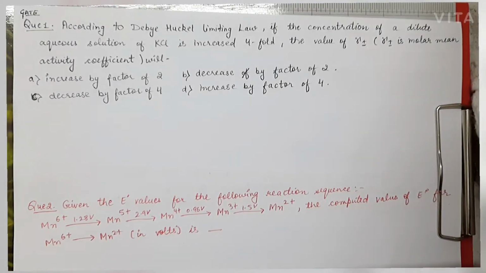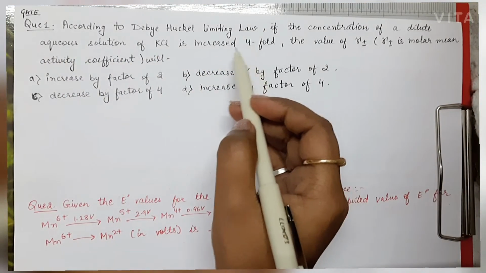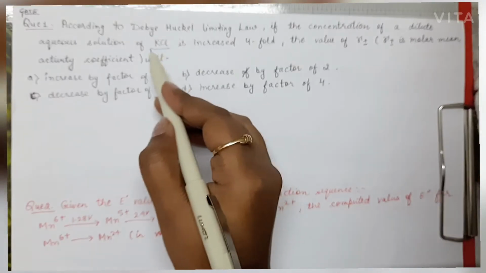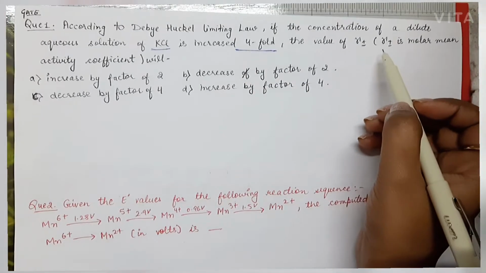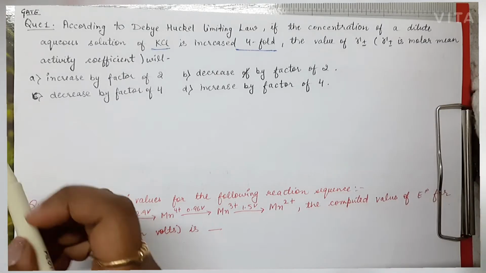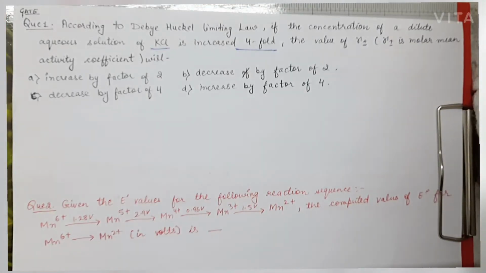So today we will solve two of the questions from the electrochemistry part which were asked in the GATE exams. The first question given to us is: according to Debye-Huckel limiting law, if the concentration of a dilute aqueous solution of KCl is increased 4 folds, the value of molar mean ionic activity coefficient will increase or decrease, or by what factor, that we have to identify.